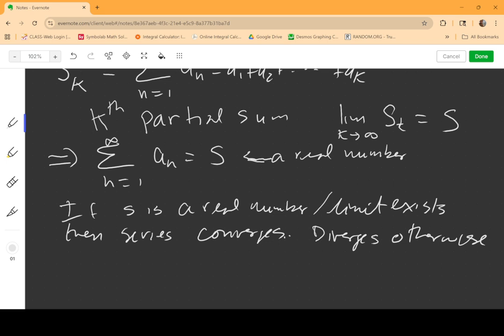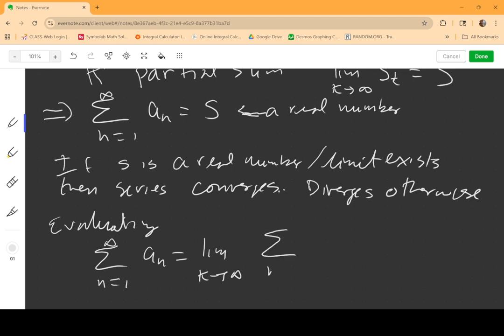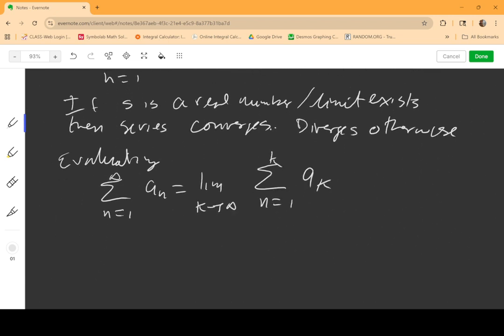Now let's take a look at an example. The way we're going to evaluate these partial sums: we look at the sum from n equals 1 to infinity of a sub n, and we take the limit as k goes to infinity of the sum from n equals 1 to k of a sub n. Now, sometimes we do have the formula for the sum. That's not always the case, in which case we use a different approach.